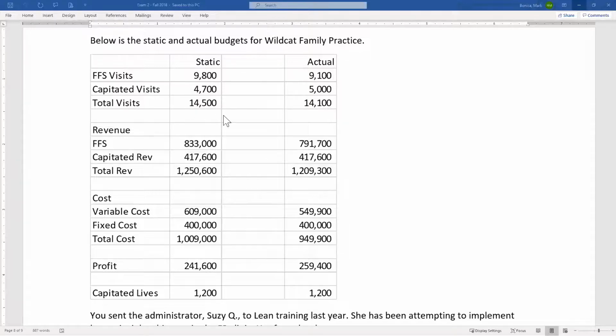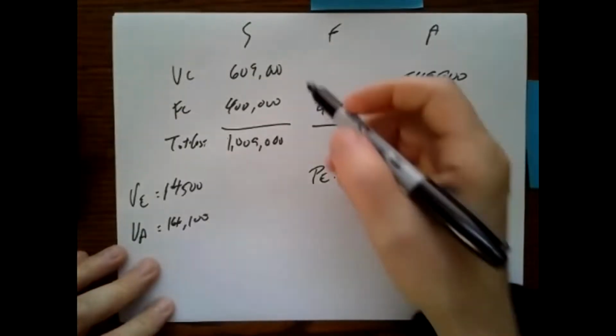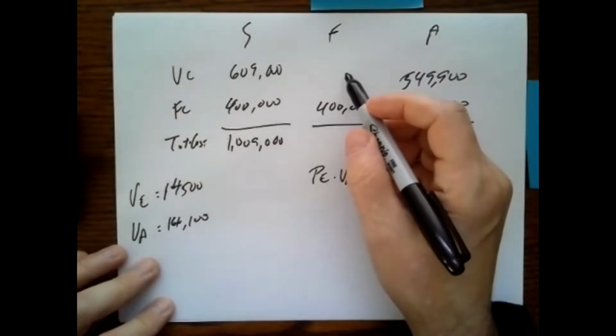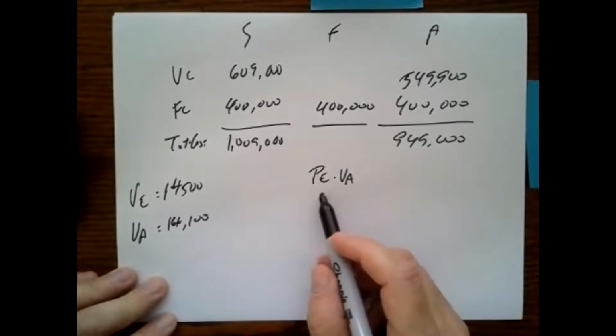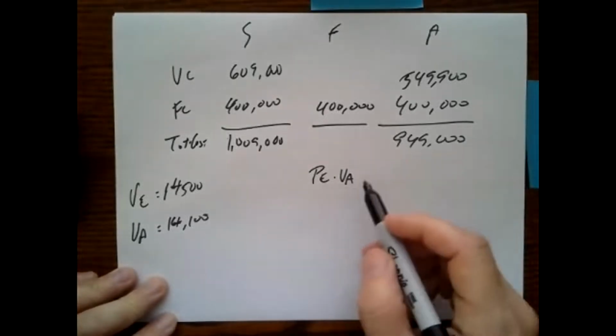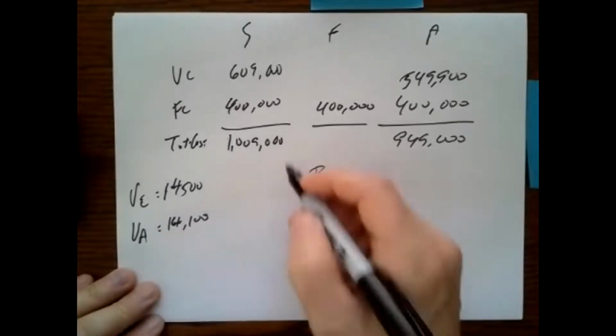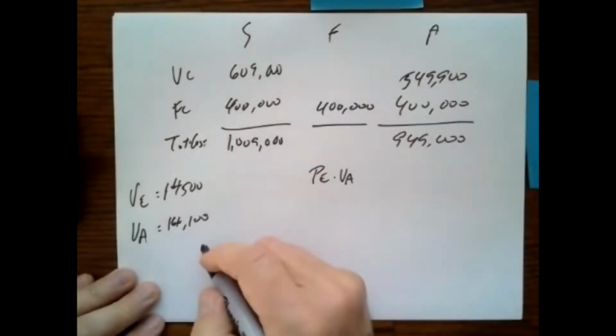So we're going to use the total visits of 14,500 as our static, and 14,100 as our actual. So volume expected was 14,500. Volume actual 14,100. Let me switch back. Okay, so in order to get the flex variable cost, I need to calculate what the expected cost per unit, or price per unit, variable cost per unit was, and multiply it by the actual volume. So the expected variable cost was 609,000.